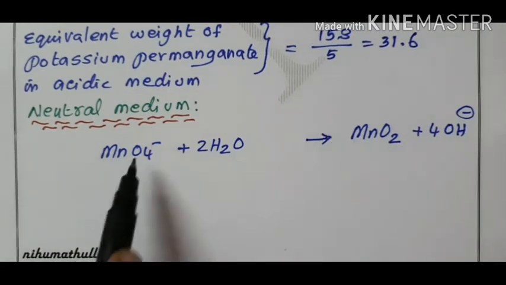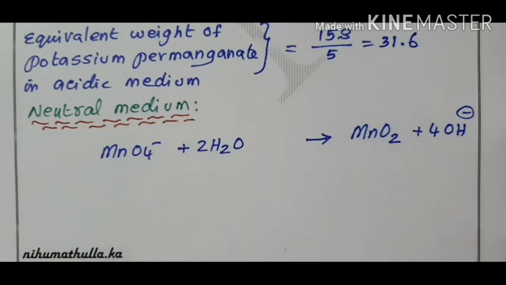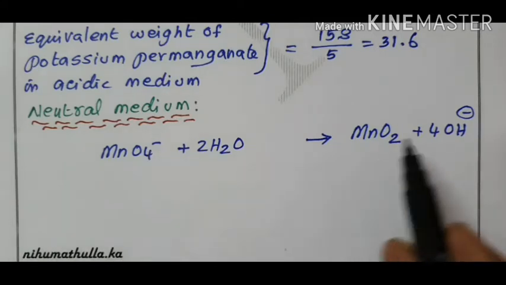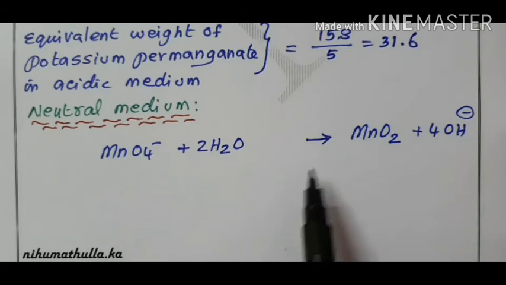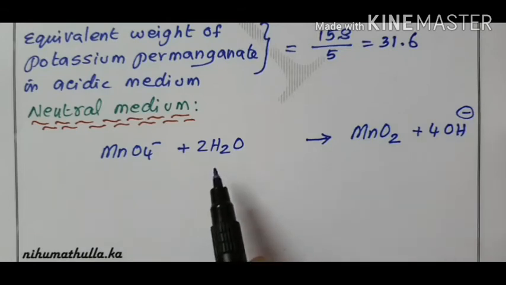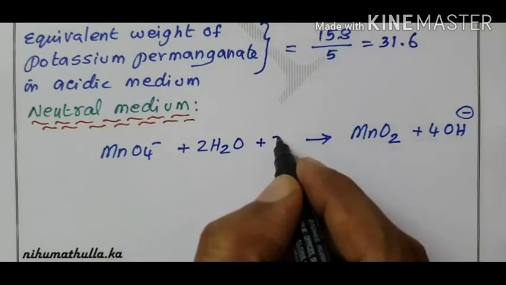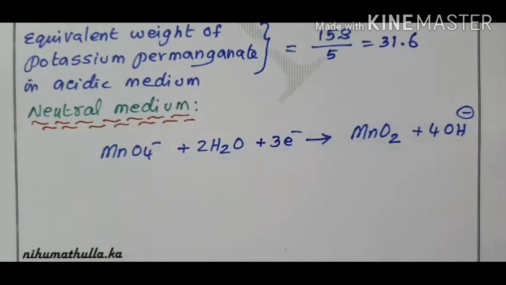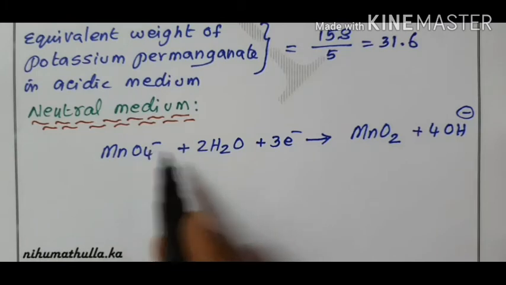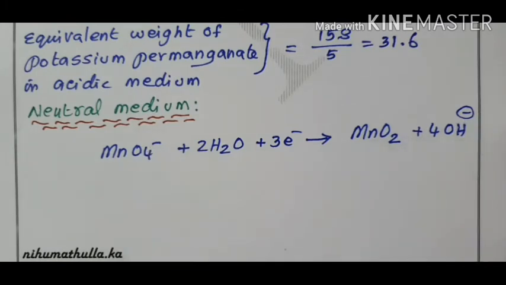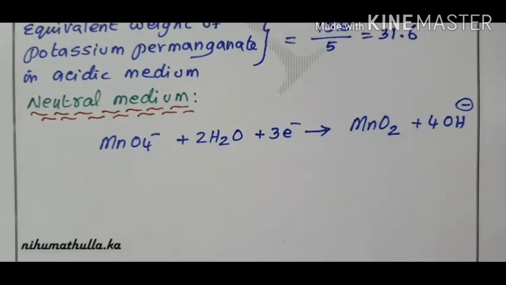Metal balanced, oxygen now balanced, hydrogen now balanced. Finally, we have to balance charges. Left hand side 1 minus, right hand side 4 minus. So both the side charges must be equal. Here 4 minus, here 1 minus. Therefore, to balance charges, 3 electrons are added in the left hand side. 3 minus plus 1 minus equal to 4 minus. Charges are balanced.